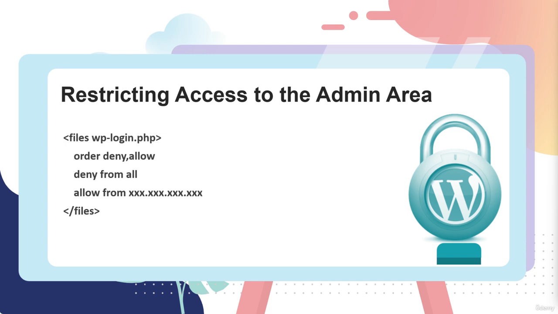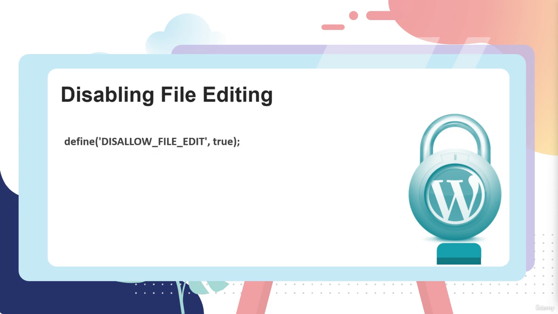Now next is to restrict the access of the admin area. You can restrict via the .htaccess file, or you can restrict via multiple plugins available in WordPress. So you can change the actual path so no one can identify that wp-admin has a particular login panel. You can use a plugin, or you can restrict via the .htaccess file by giving this code.